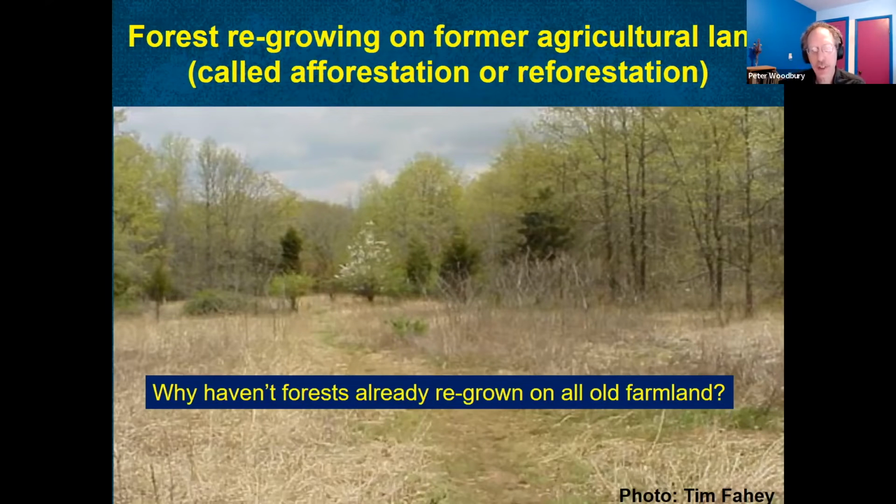So why haven't forests already regrown on old farmland? Well, the reason is there's a lot of competition there. The grasses and other vegetation can suppress the trees. And a big issue is also deer. They can browse 1,000 tree seedlings a day and prevent that forest from regrowing.